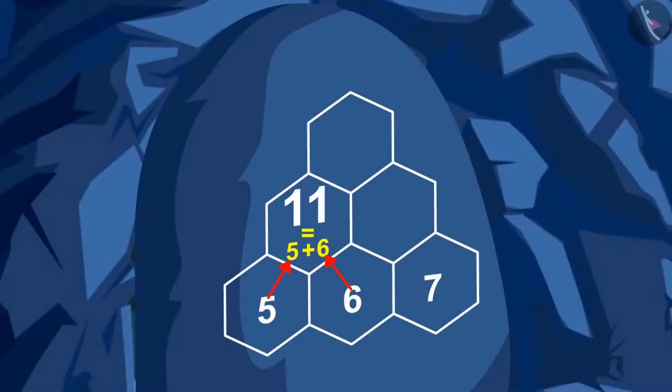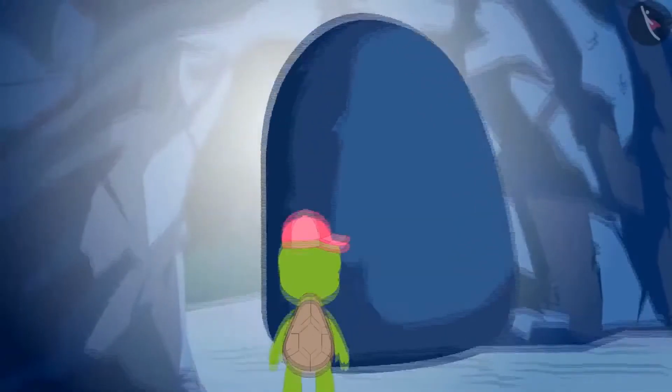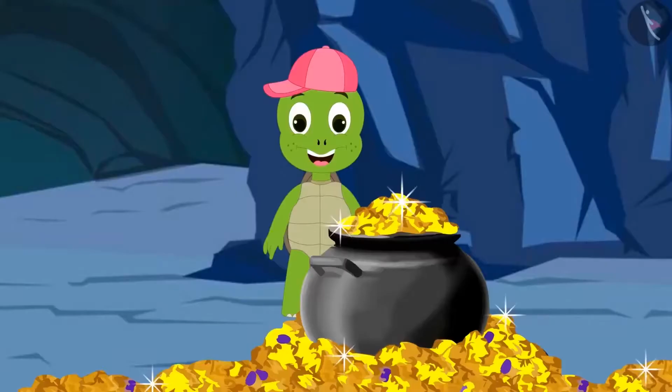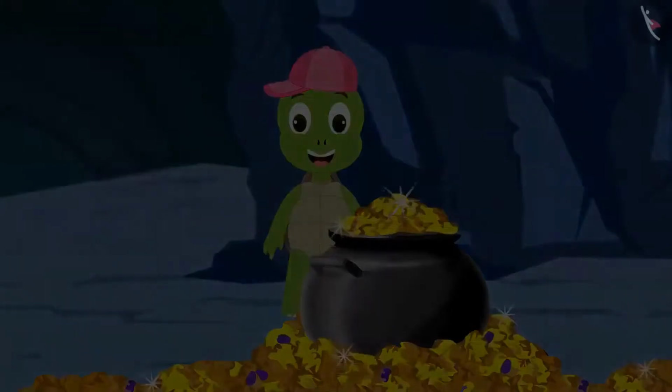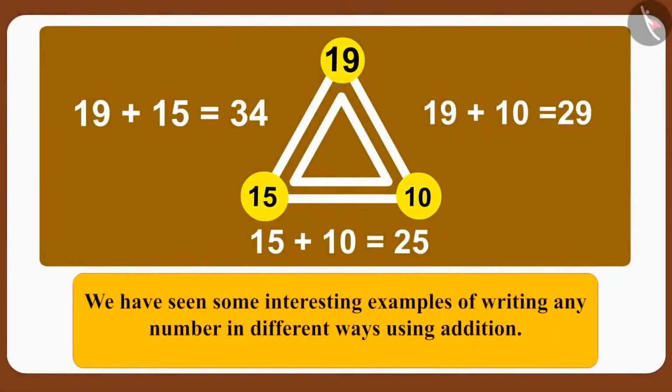Tufan has found the right answer to the puzzle. Now you too try to find the answer to this puzzle. The third door opened and Tufan found a lot of treasure. Children, in this lesson, we have seen some interesting examples of writing any number in different ways using addition.